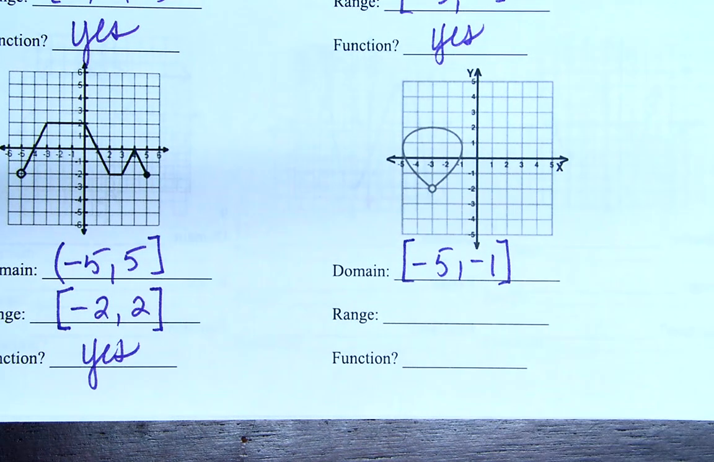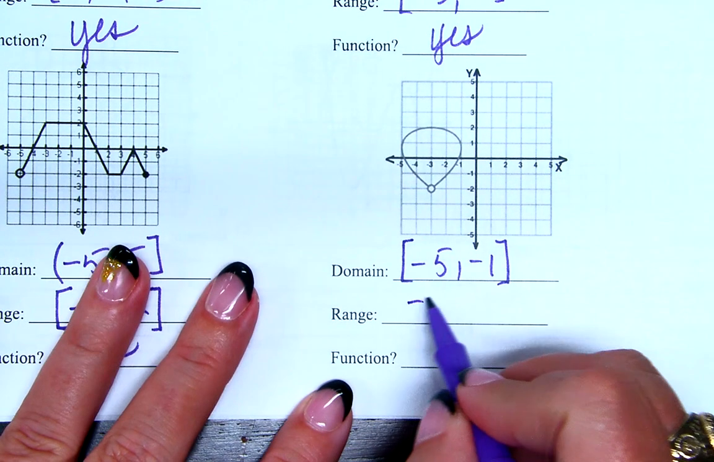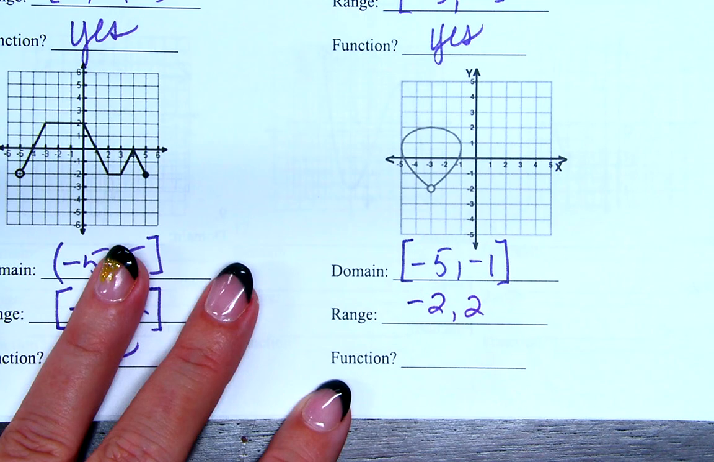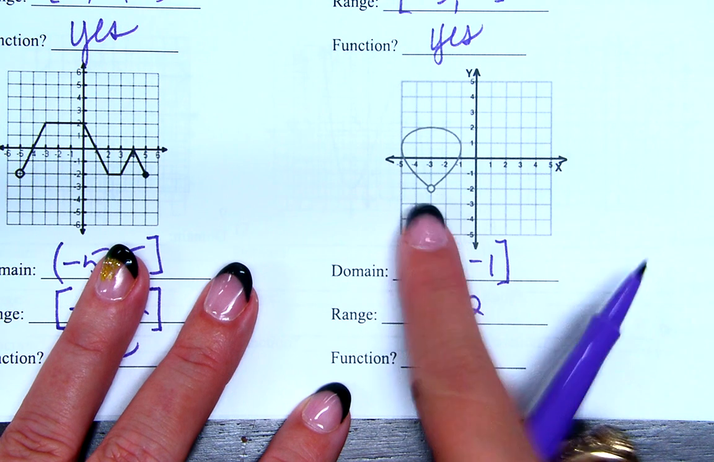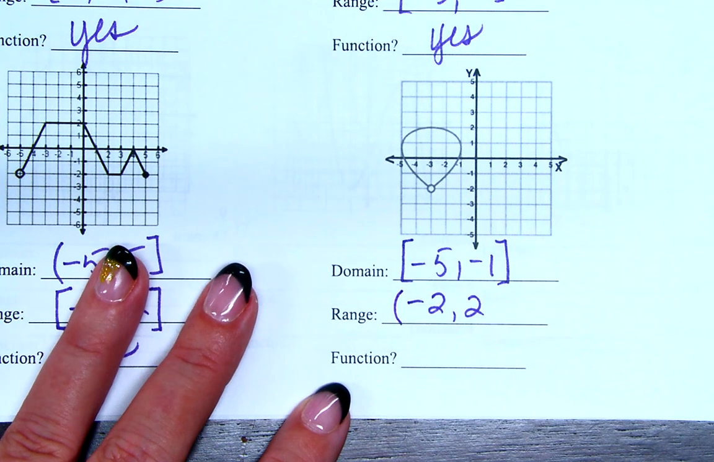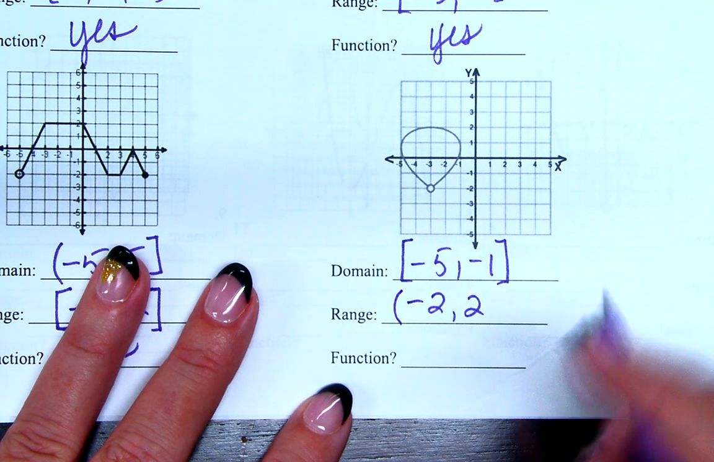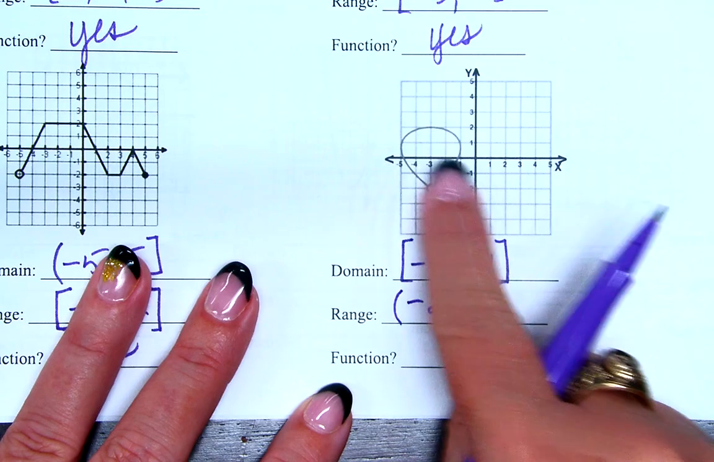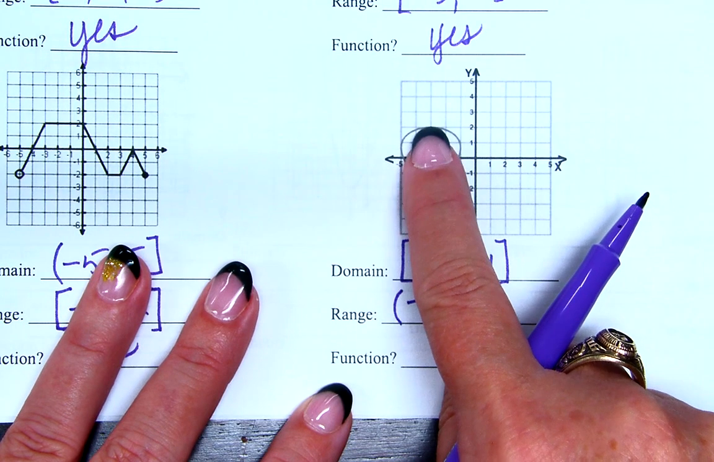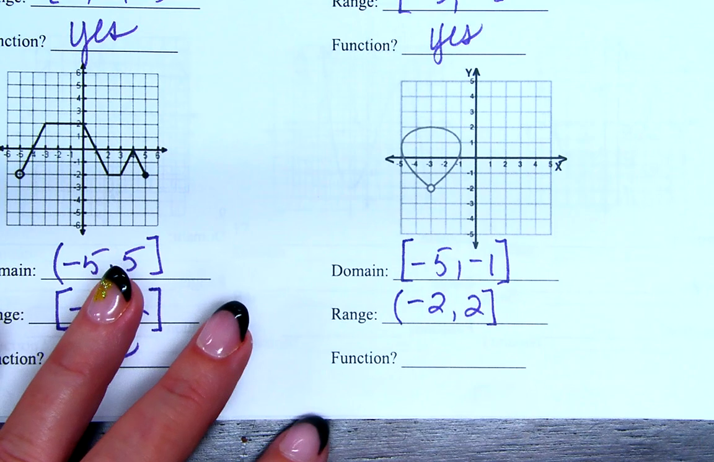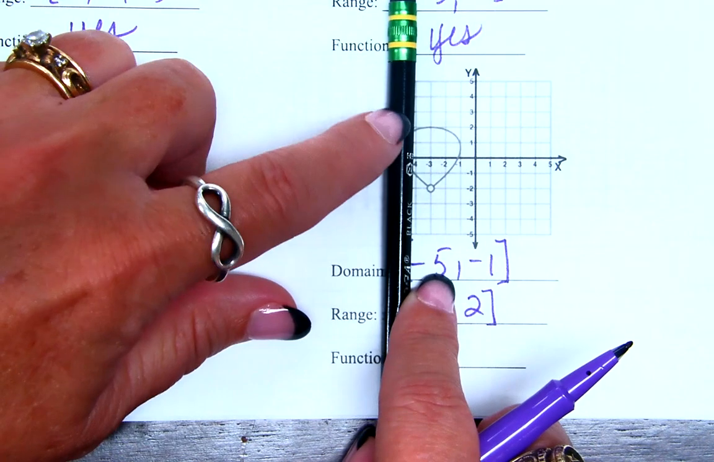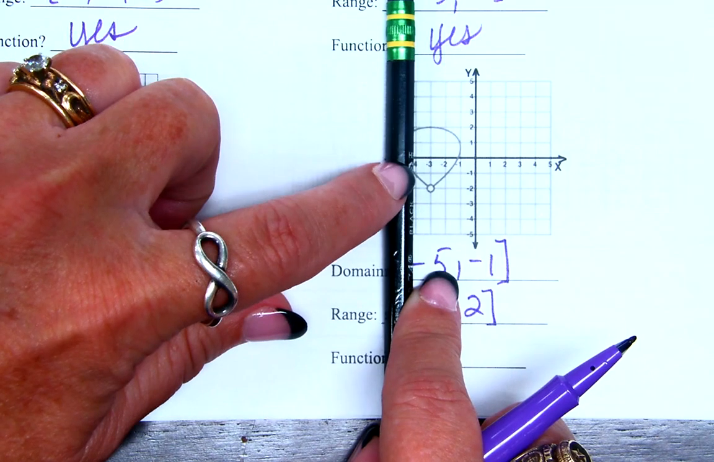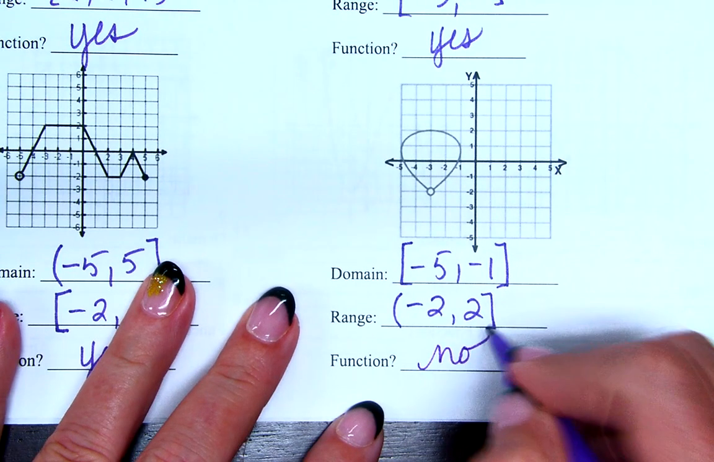Okay? What about the range? How far down and how far up? -2 and 2. Does it touch -2? Yes. Why not? Open circle, right? So that's a parenthesis. And does it touch 2? Yes? Because if it touches -5 and it touches -1, then it also touches 2, doesn't it? Okay? Is this a function? No, right? Right now, isn't it touching right there and right there? So no.